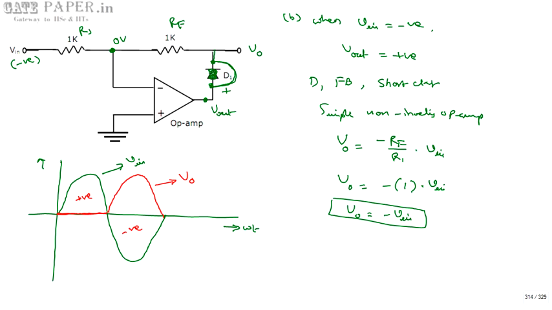And if you observe this one, it is acting as a half wave rectifier, where it is converting negative half cycles into unidirectional and positive half cycles are suppressed. That is the operation of a half wave rectifier.